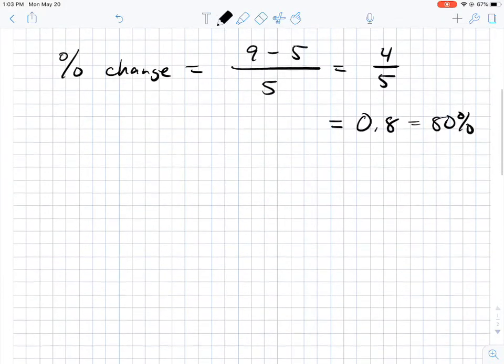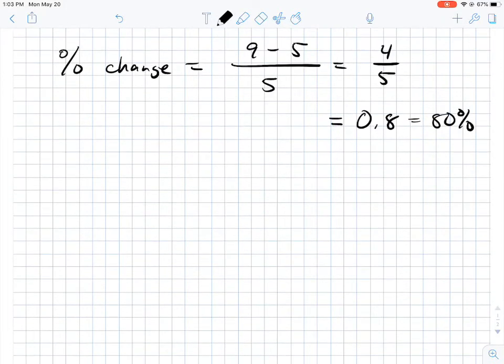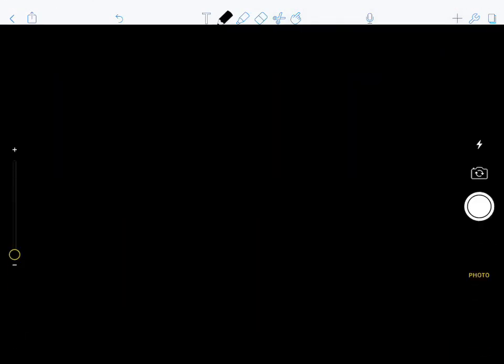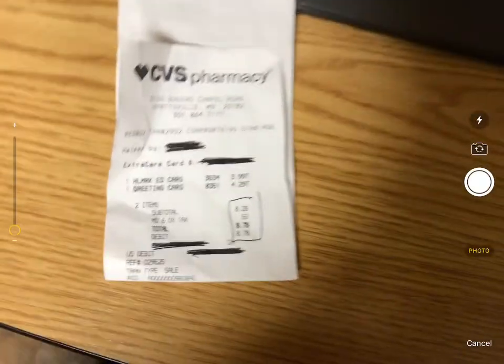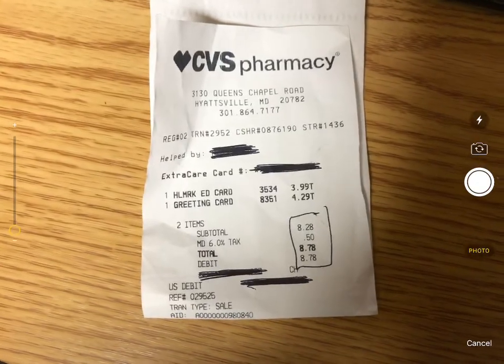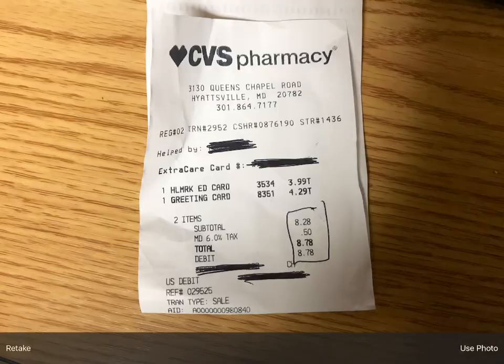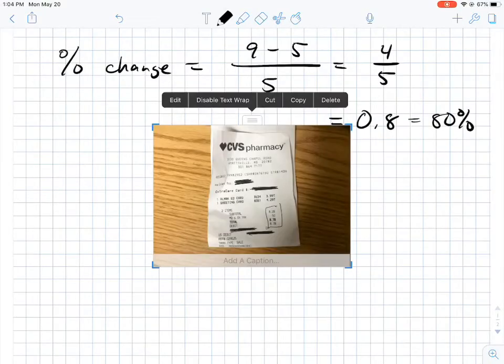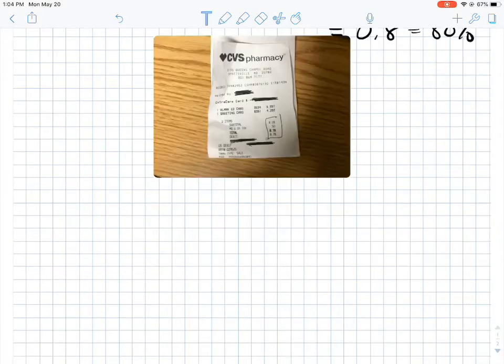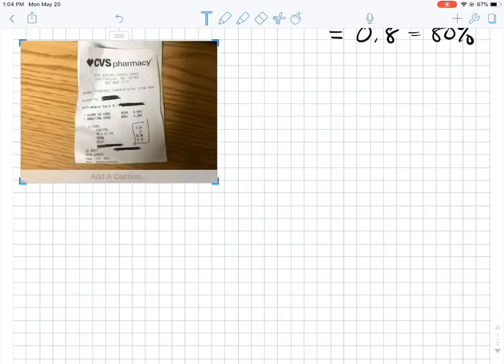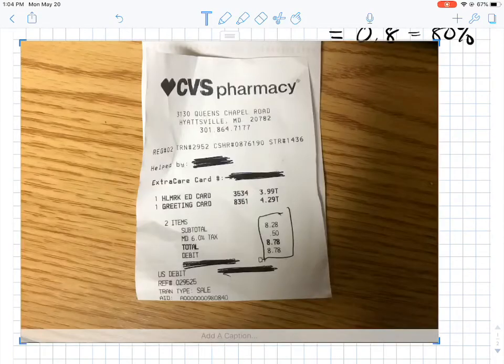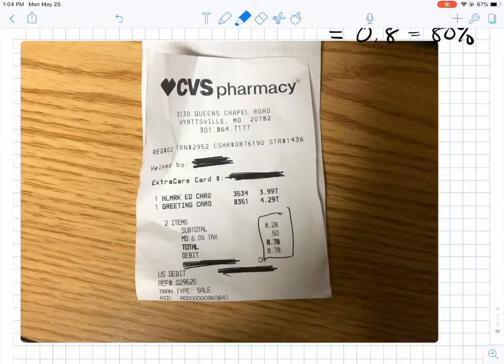Alright, so we're going to take the same concept and figure out what the percentage is. I have a receipt here that I got recently, and I want you to look at this. As you can tell, I crossed out certain things so there wouldn't be any information going out there, because I know there are some identity thieves going out there. But here you go.